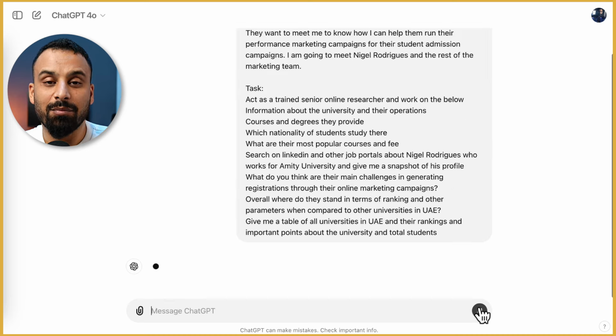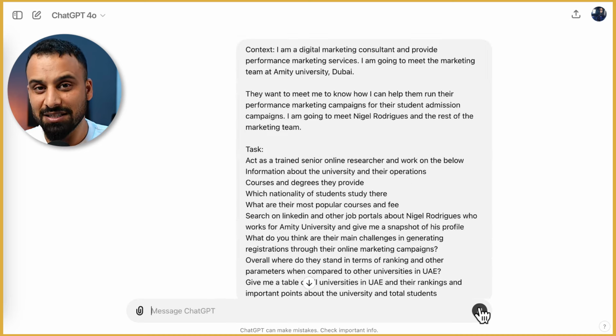Give me a table of all universities in UAE and their ranking and important points about the universities and total students. Now, before I go there, if I have this information, I know about the person I'm meeting, I know about the university's business, I know what their fee structure is, what the courses are, who their competitors are, some points about the other universities in UAE, I'm very good to go. I will be a very confident person talking to them, while they will feel that I have the context, I know this industry a bit.